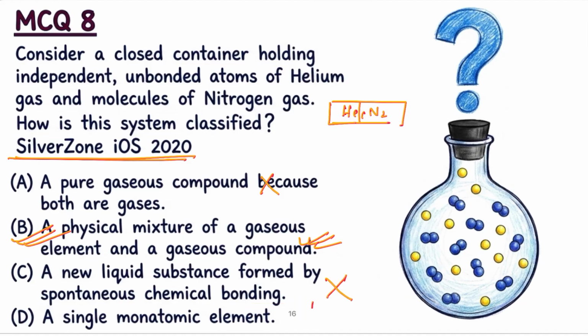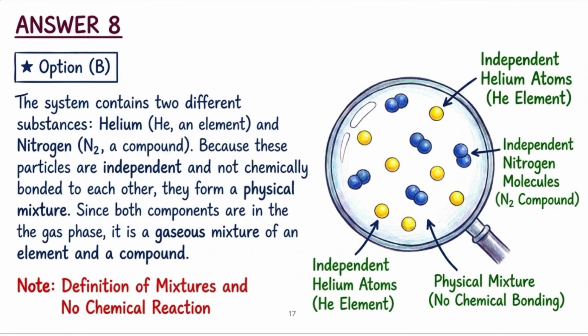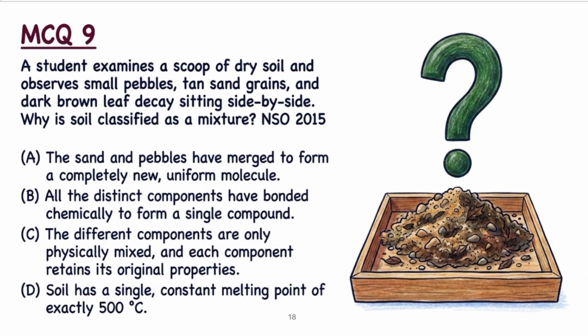What about C? A new liquid substance formed by spontaneous chemical bonding? No. A single monatomic element? No. So what is the correct answer? B. Now check the answer of question number 8. The system contains two different substances, helium and nitrogen, because these particles are independent and not chemically bonded. Why are they not bonded with a chemical bond? The reason is that nitrogen is inert, helium is inert, and we are not providing any special condition of temperature and pressure. Even if we did, helium would not combine with nitrogen, because helium is an inert gas element, and nitrogen is inert at room temperature.